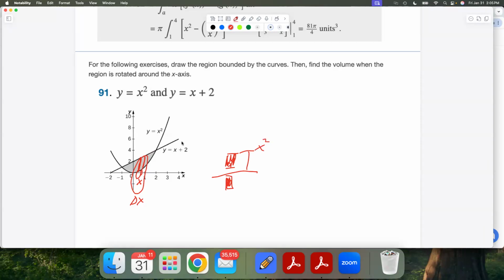No, it's not. Oh, see, I tricked you. I looked at it wrong. The top is y equals x plus 2. The bottom is x squared. So then the volume of just that little washer, that guy's volume right there, will be pi big radius squared minus little radius squared times delta x.